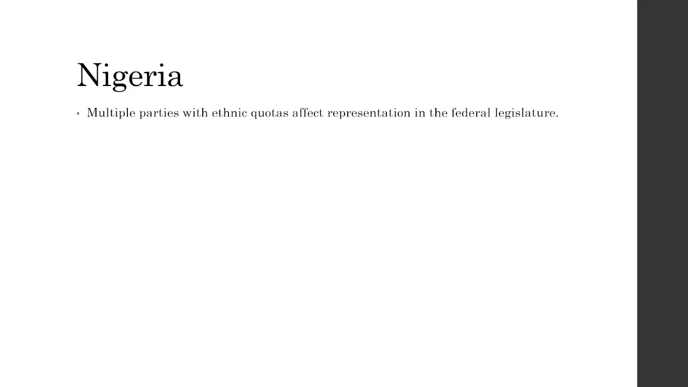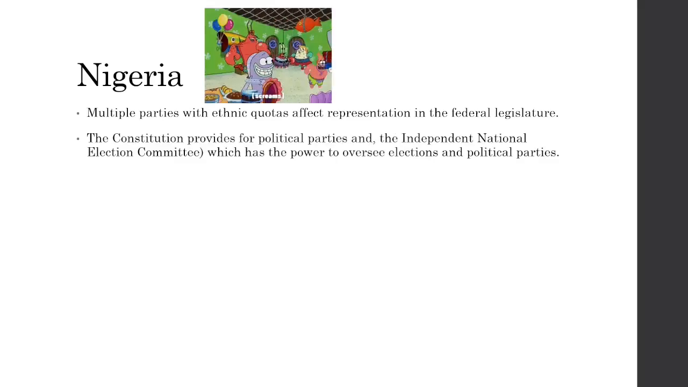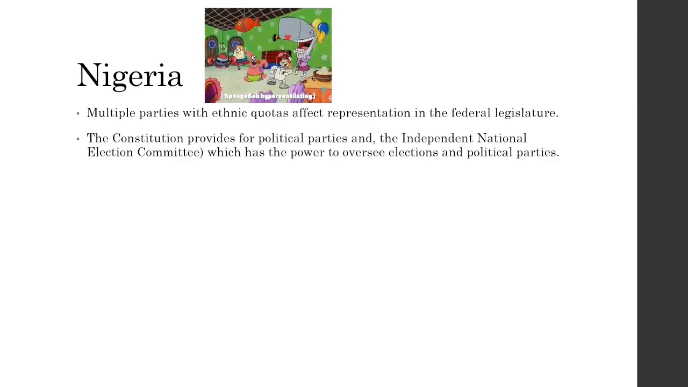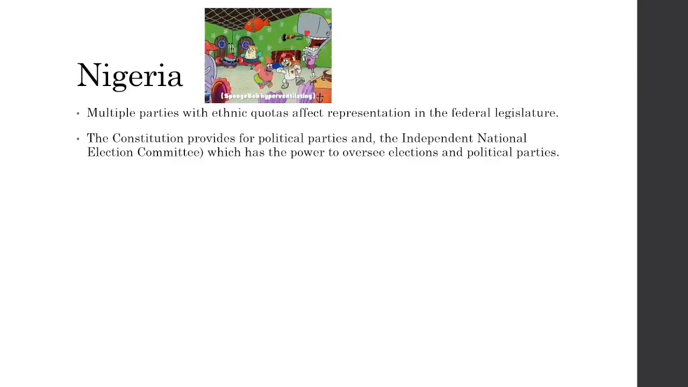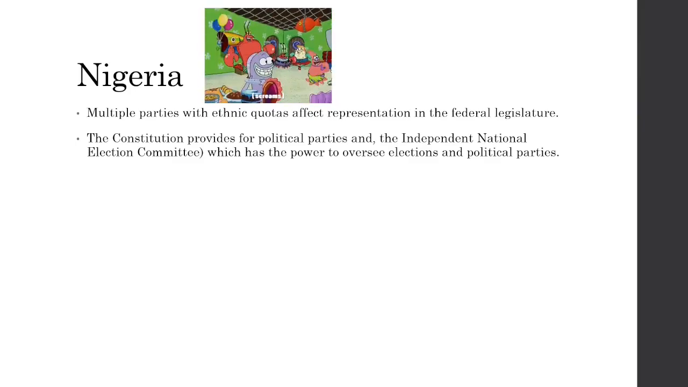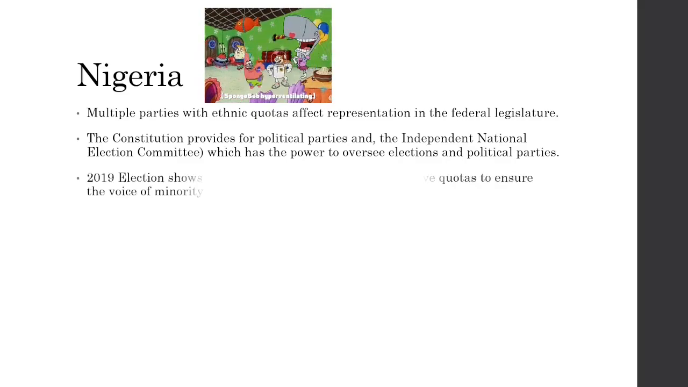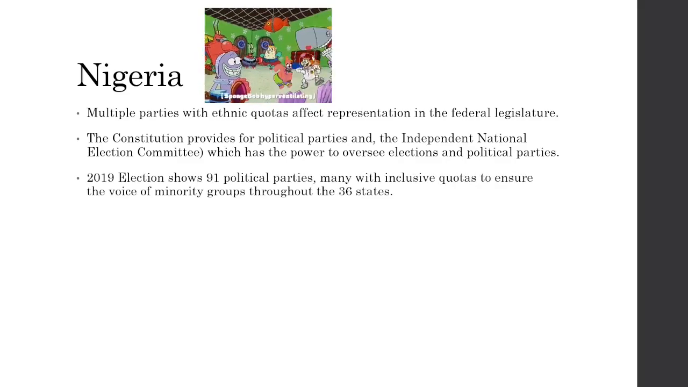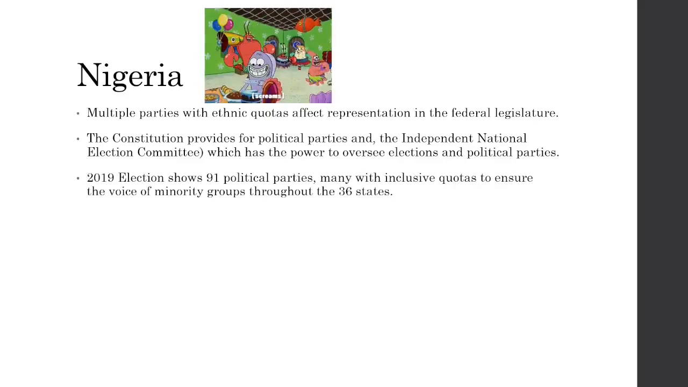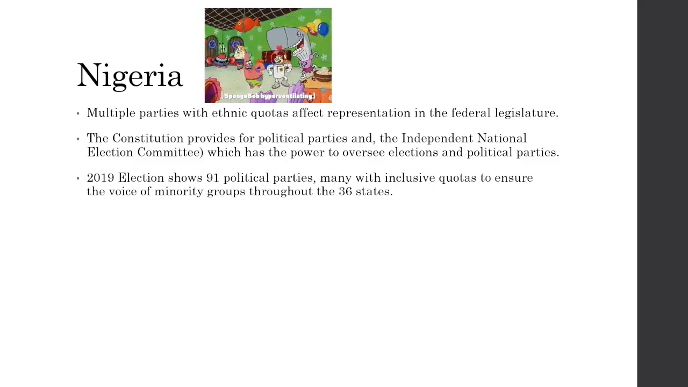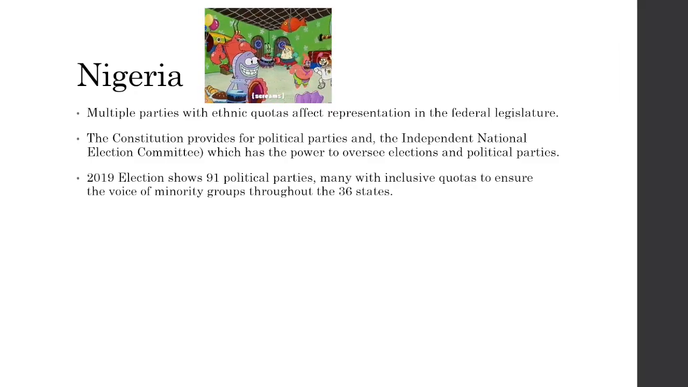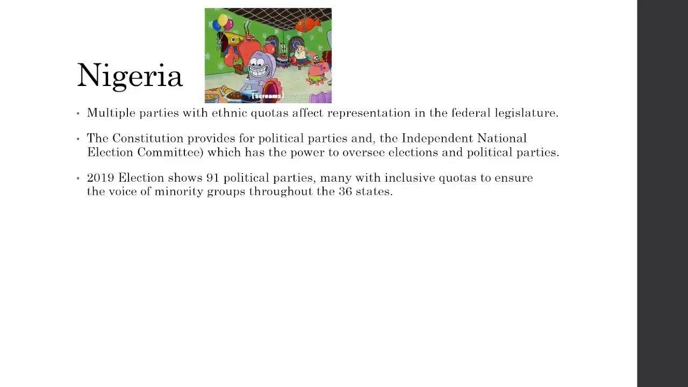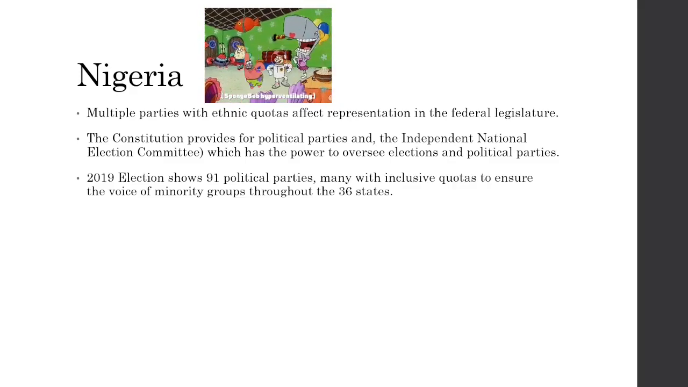Yes, there's ethnic quotas that affect representation in the federal legislature. So the Constitution provides for political parties, that is backed up by the Constitution, and they have the Independent National Election Committee that has the power to oversee elections and political parties. So in the 2019 election, we had 91 political parties. Many with inclusive quotas to ensure the voice of minority groups, because we have so many different ethnic groups. We have hundreds of ethnic groups in Nigeria throughout the 36 states.